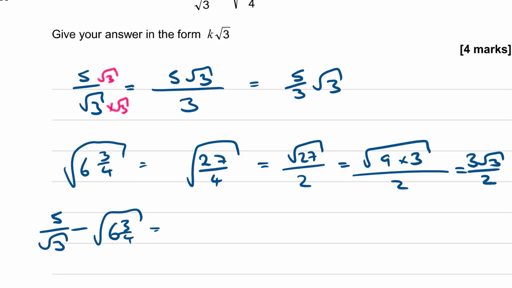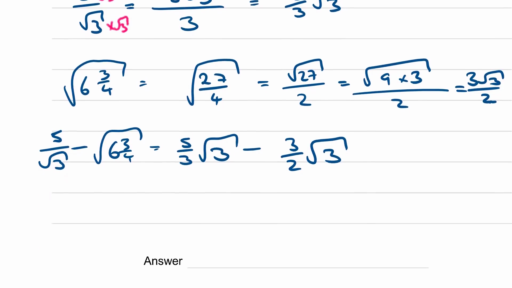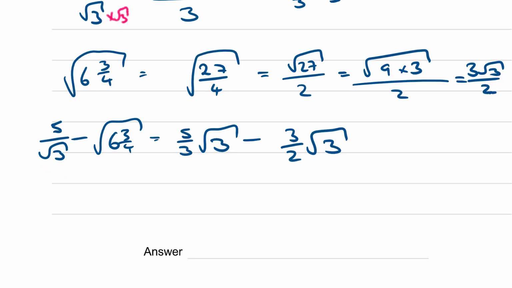be the same thing as 5/3 of root 3 subtract 3/2 of root 3. So we need to now work out what 5/3 minus 3/2 is. So 5/3 minus 3/2 lots of root 3.